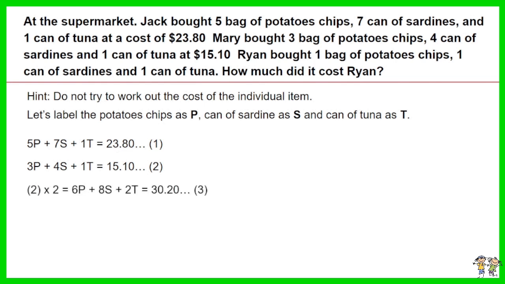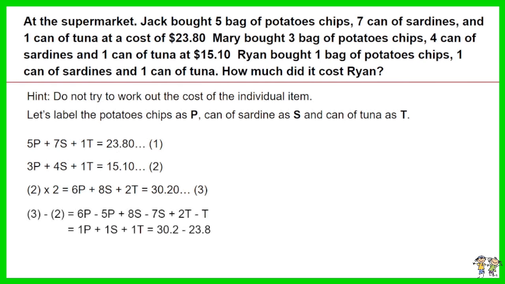Equation 2 times 2 equals 6P plus 8S plus 2T equals 30.20. This is equation 3. Equation 3 minus 1 gives you 1P plus 1S plus 1T equals 30.2 minus 23.8. The answer is $6.40.